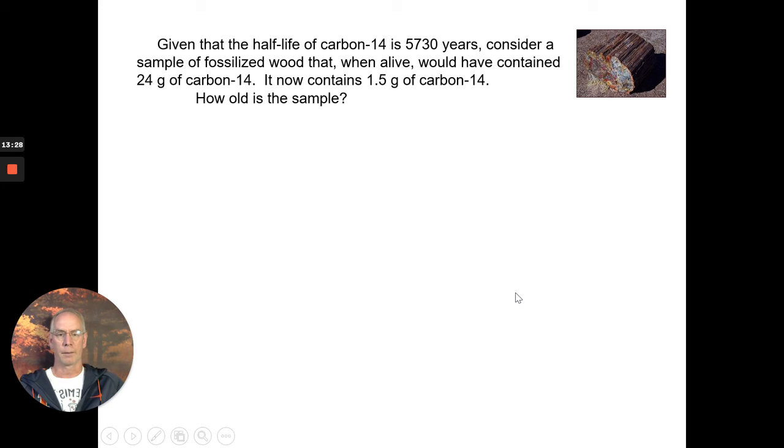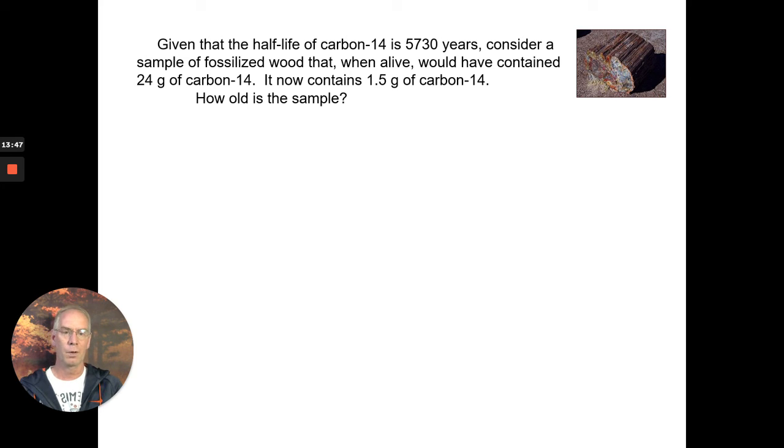Let's try this question here. Given that the half-life of carbon-14 is approximately 5,730 years, consider a sample of fossilized wood that, when alive, would have contained 24 grams of carbon-14. It now has only 1.5 grams. How old is the sample?